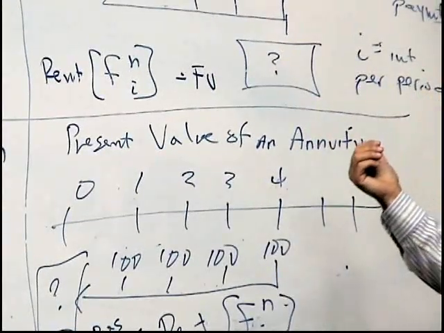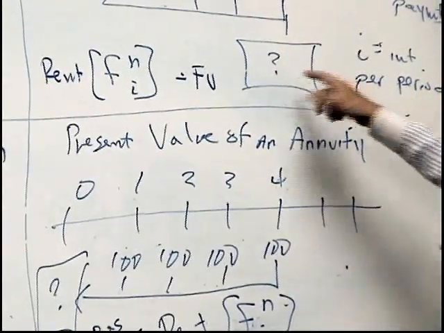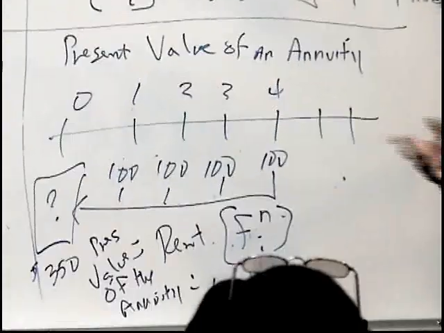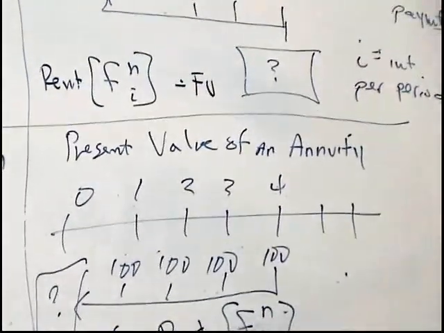Future value of an annuity factor: you multiply the 100 times the factor, and you get what the total is supposed to be here. This is sort of explained in 10 minutes.